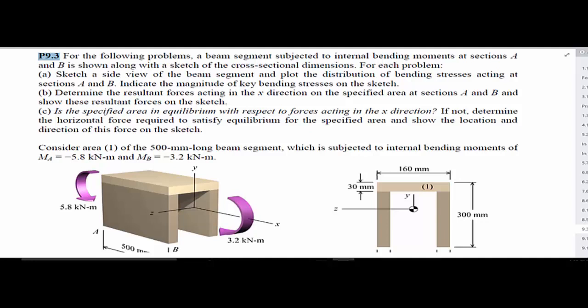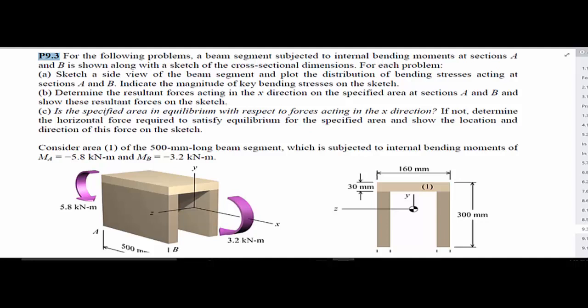Determine the resultant forces acting in the x direction on the specified area at sections A and B, and show these resultant forces on the sketch. Part C: is the specified area in equilibrium with respect to the forces acting in the x direction? If not, determine the horizontal force required to satisfy equilibrium for the specified area. So there's a lot going on, so let's just start with what we know.